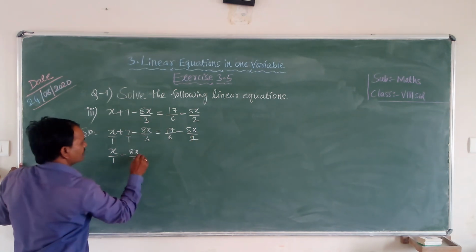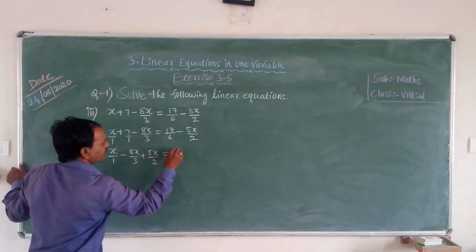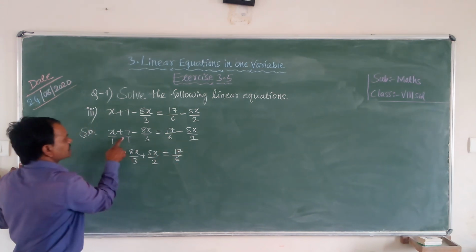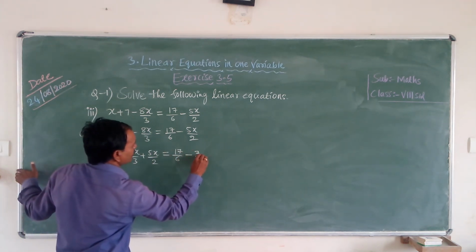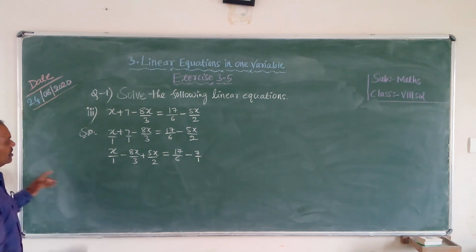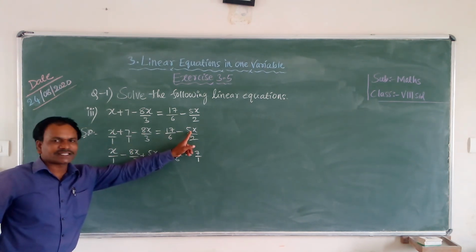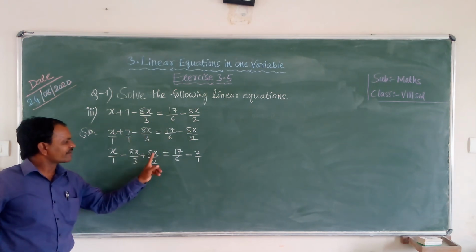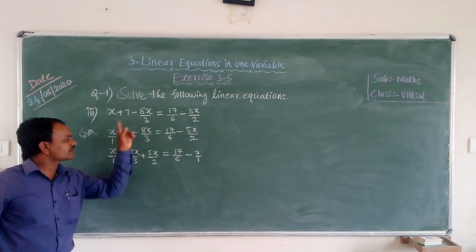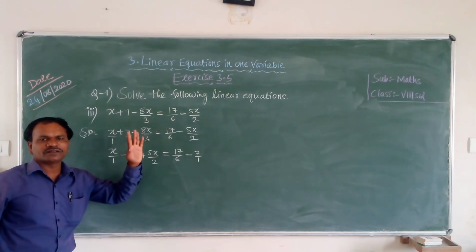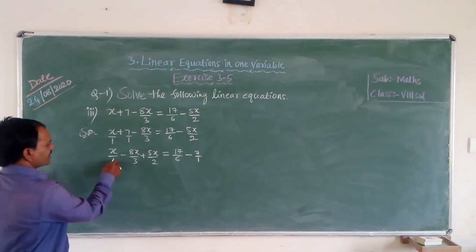Transfer to the LHS side plus 5x by 2 is equal to 17 by 6. Here also plus 7 by 1 is there, so transferring to the RHS side minus 7 by 1. Nothing inside. So x by 1 minus 8x by 3 plus 5x by 2 is on the LHS side, equal to 17 by 6 minus 7 by 1 on the RHS side. Number on one side, variable on one side. Right? So you take this LCM.